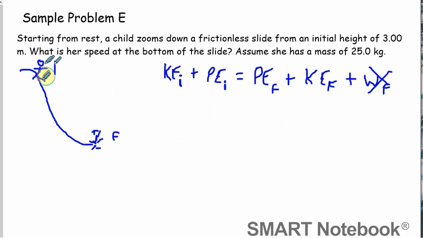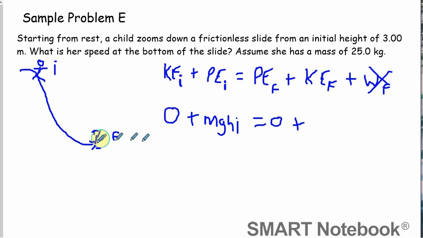In the initial state up here, the amount of initial kinetic energy is 0 because she hasn't started moving yet. And she does have initial potential energy, so mgh_i. That has to be equal to the final potential energy at the bottom. Well, she's at the bottom of the slide, so zero, plus any final kinetic energy. She does have final kinetic energy, so 1/2 m v_f squared.